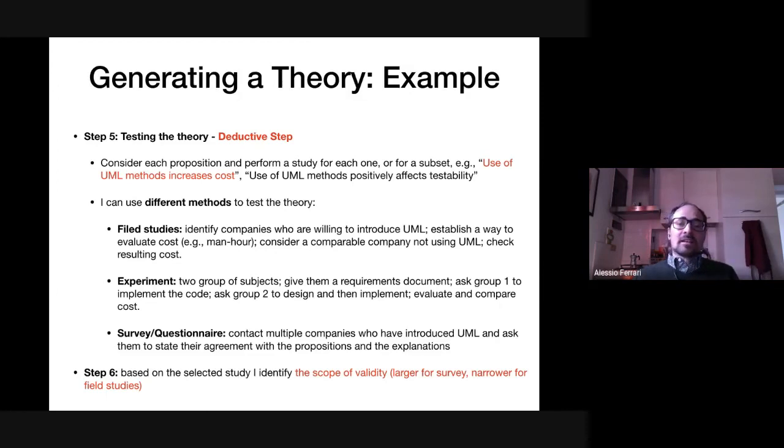Okay, then I can choose to do an experiment, for example. An experiment still related to the same proposition. In this case, I take 2 groups of subjects. I give them a requirements document written in natural language, that explains basically what the system should do. I ask group 1 to take the document and write down the code, and group 2 to write the diagram and then implement the code. And then I can evaluate and compare the cost.